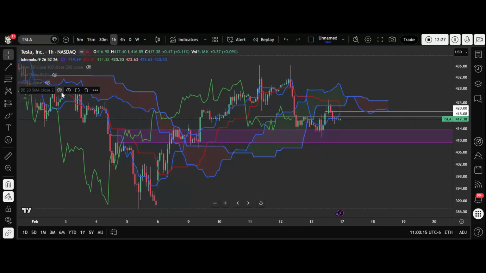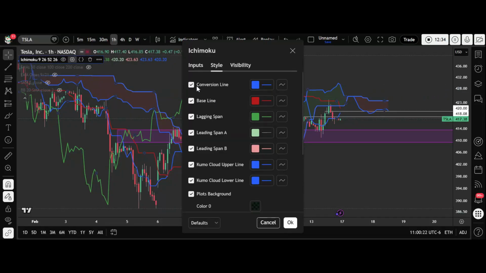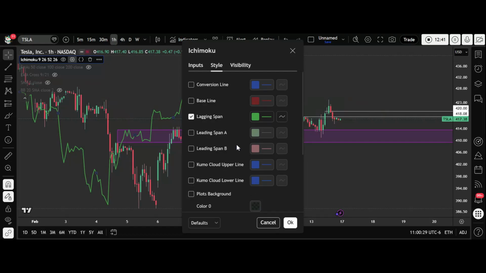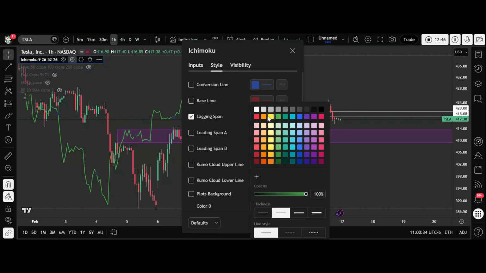So the 20 is the midpoint of the Bollinger Band. So let me show you what I use to mark my levels. I use the lagging span. I'm going to make that, let's make it a pretty color. Ooh, I like that. There we go. So, and let's make it, there we go. That's perfect.